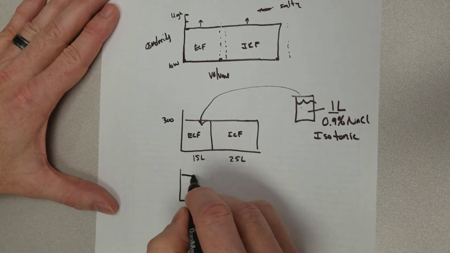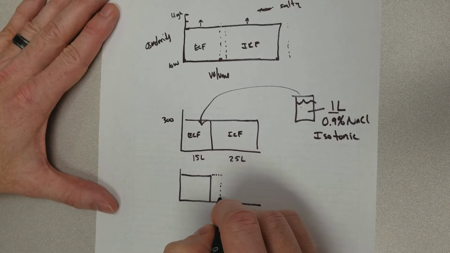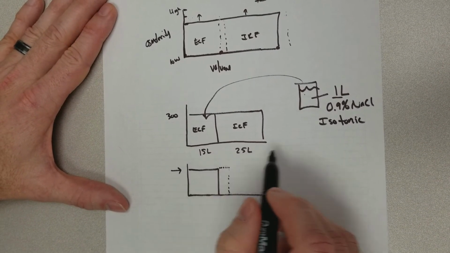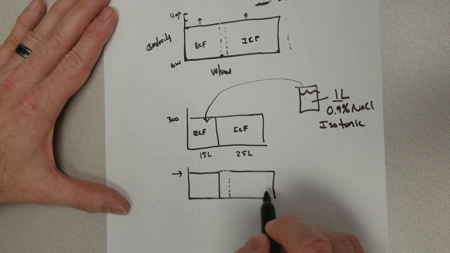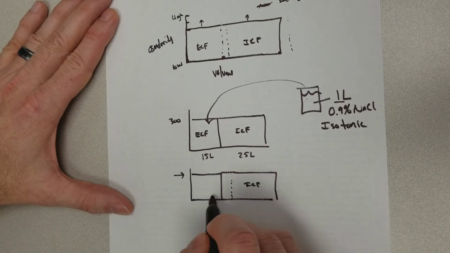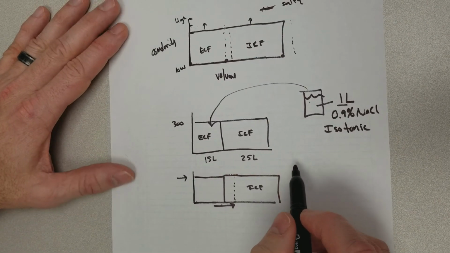is the ECF should change its volume. It should increase its volume. But I shouldn't change the osmolarity because it's isotonic. The ICF doesn't change, so it stays the same, but the ECF increases in its volume, and we don't change the osmolarity at all.